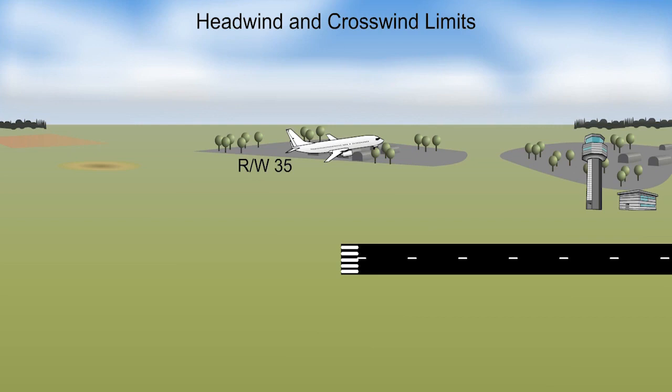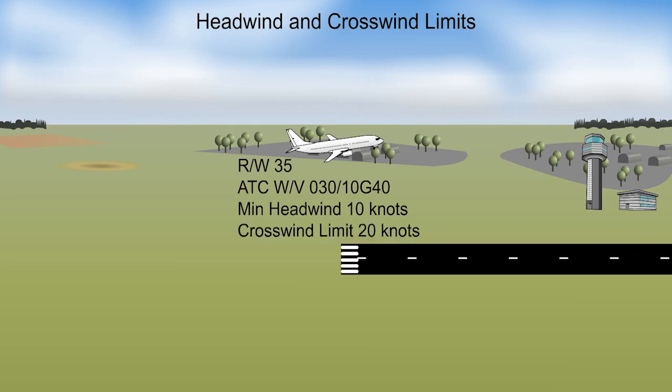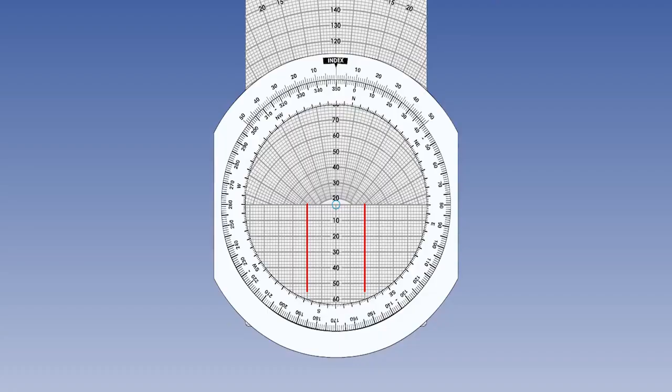Runway 35. Air traffic gives the wind velocity as 030, 10 gusting 40. Because of your weight and the runway length, your minimum acceptable headwind is 10 knots. The crosswind limit is 20 knots. As before, draw in the 20-knot crosswind parallel markers for runway 35. But this time, in addition, draw in a 10-knot headwind limit line.